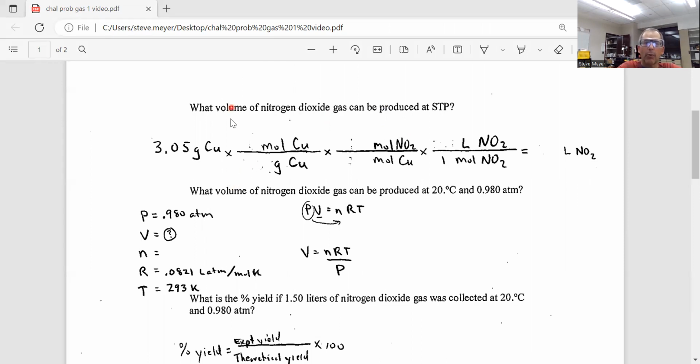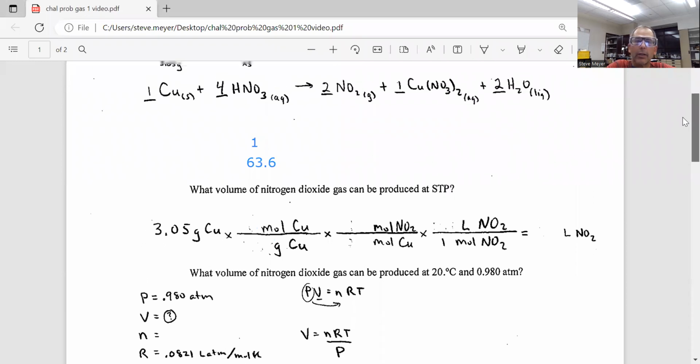And we need to put the molar mass of copper in here. So I'm going to just grab this, and I'm going to put a 63.6, and I'm going to put a 1 mole. So we end up dividing 3.05 divided by 63.6. We have much less than a mole. If you scooted back up to the equation above, you can see that the mole ratio is, let's try this, 2 NO2s for every 1 Cu.